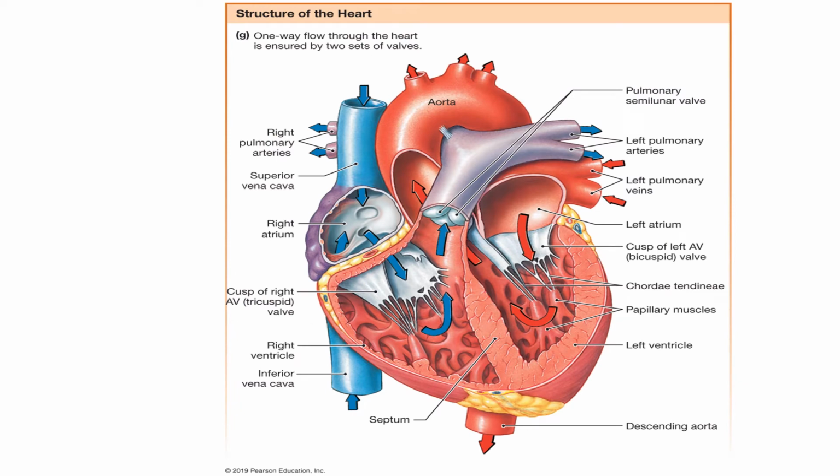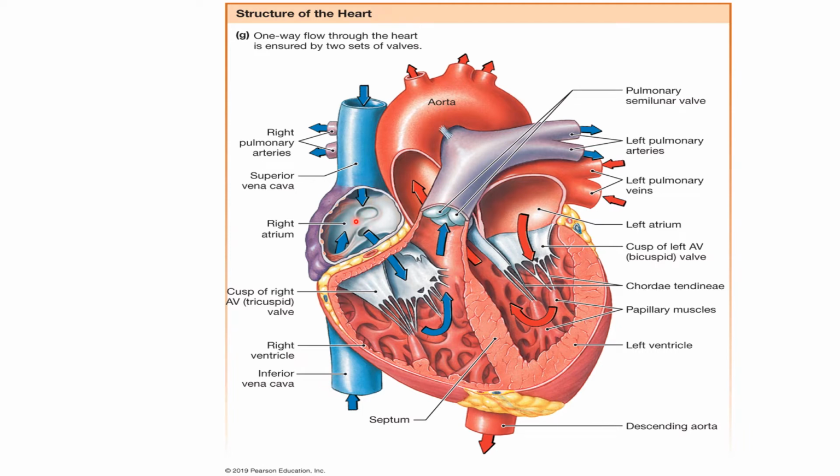A quick anatomy refresher. When you look at the heart, we have the atria chambers up here. We've got the ventricle chambers down here. The right side right here is dealing with deoxygenated blood. The left side is dealing with oxygenated blood. The right atrium is going to receive blood coming from your vena cavas.